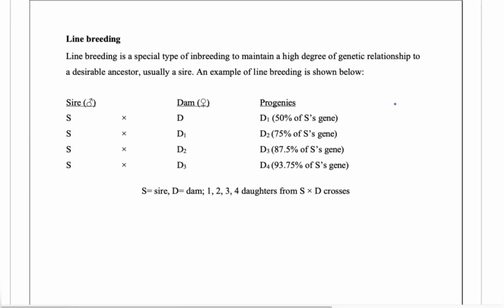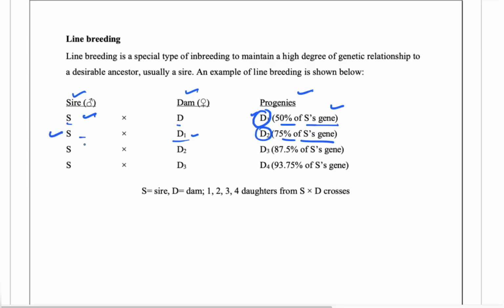Then there is line breeding. In line breeding, there is a special type of inbreeding, and it is done to maintain a high degree of genetic relationship, as we have discussed usually. So what happens is, there is a sire, there is a dam, right? If you basically cross these, you have progenies of different ratios. This is the sire, this is the dam. The first one is the D1 progeny, and this has 50% of the S gene. That means this progeny is having 50% gene from the sire, right? Then in the second case, when you cross S with the D1, the D2 progeny has 75% of the S trait, right?